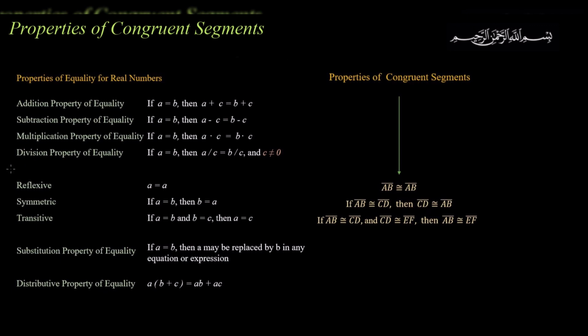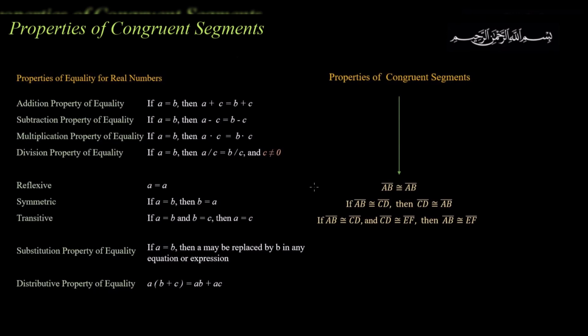Okay, now look, we have all of these properties for real numbers. That is, you can say there's addition property of equality for real numbers. So properties of equality for real numbers, all of these have an equal sign in them. All right. Now, what we have here is congruent signs. So these properties apply to congruent segments. That is, what can we say about segments that are congruent? So there are only 3 additional properties, and they are the reflexive, symmetric, and transitive.